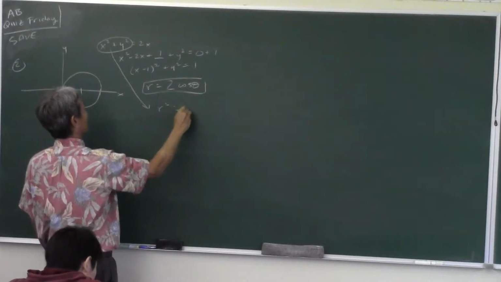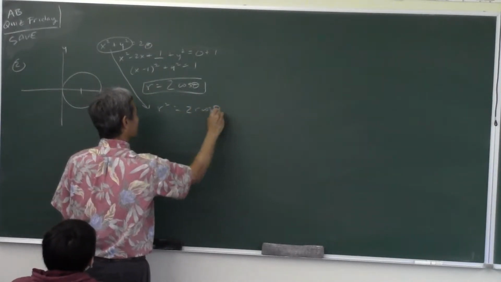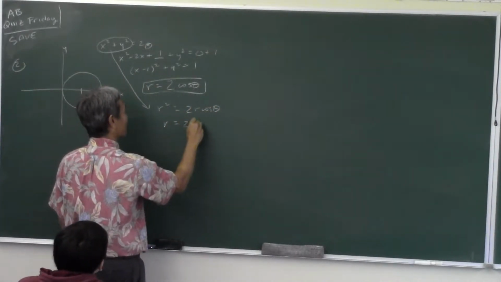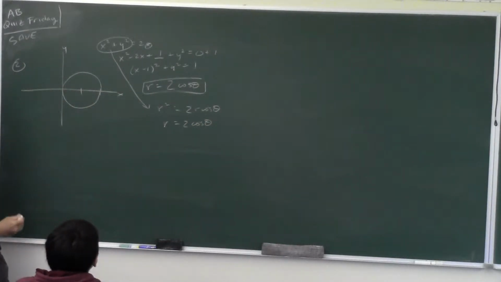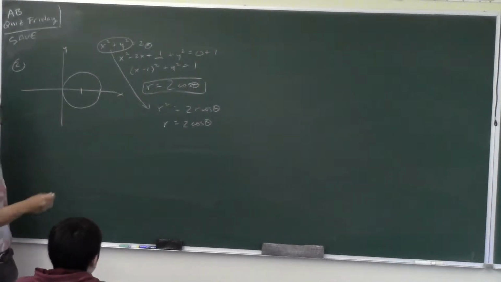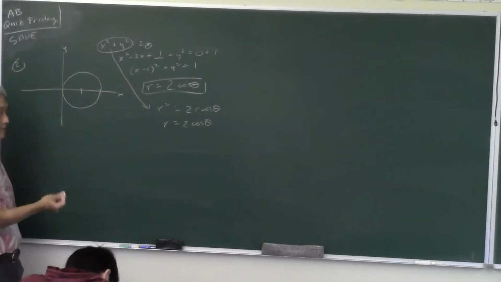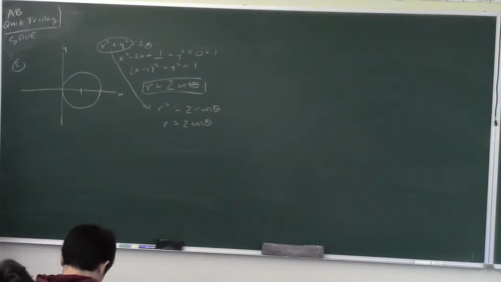r squared. What is x equal to? r cosine theta. Divide both sides by r. How come I can divide both sides by r? Because r equals 0 is already on the circle. r equals 0 is a point at the origin, which is already on the circle. So dividing by r, you're not going to lose solutions, and that's how you get r equals 2 cosine theta.